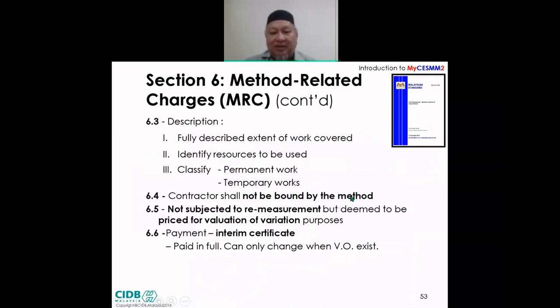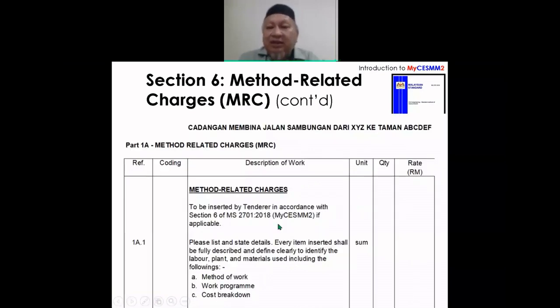Contractor shall not be bound by the method. This one, I mentioned about the contractor's method, which will be putting a batching plant on site. Remember, the first year is generally to prepare the temporary treatment facility, then to do the dewatering and the dislodging. So that alone takes one year.